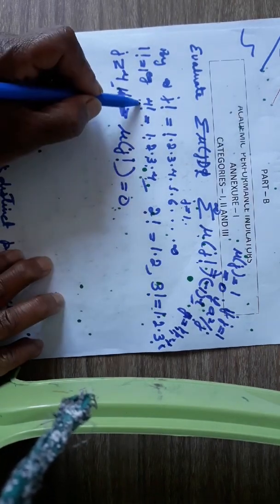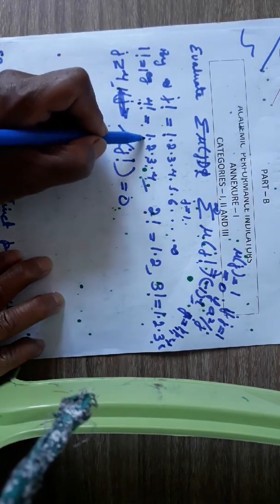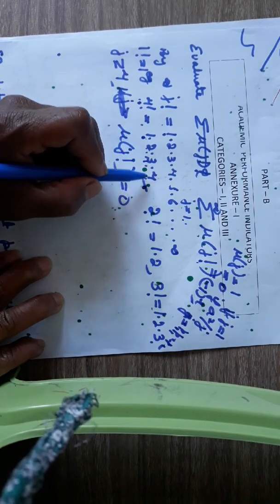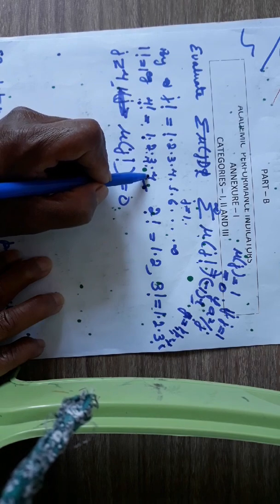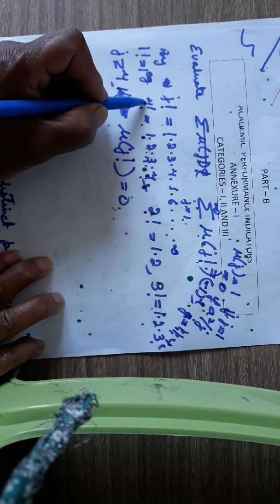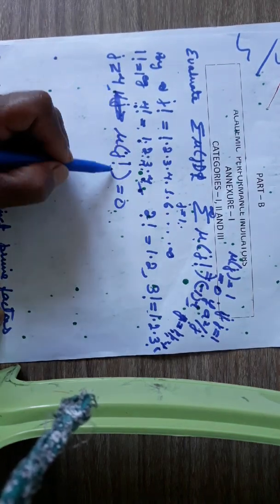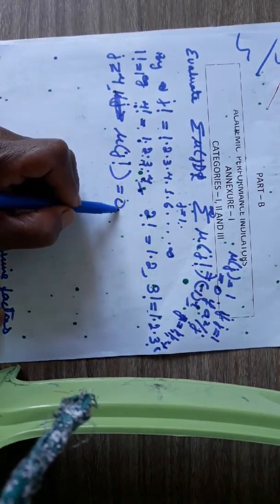Why? Because what is 4 factorial? 4 factorial is the product of the first 4 positive integers, that is 1 into 2 into 3 into 4. And as you can see here, there exists a square, that is 2 squared, which divides 4 factorial. So therefore, for j greater than or equal to 4, mu of j factorial will be equal to 0.